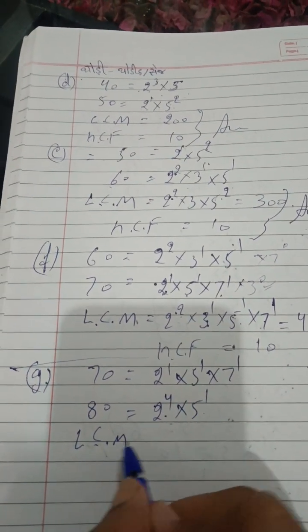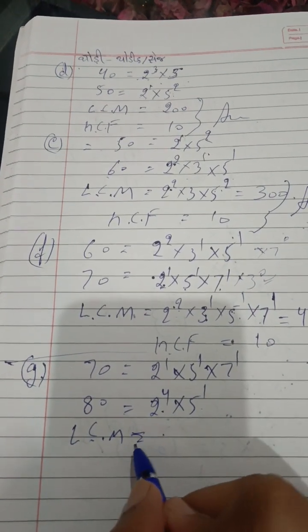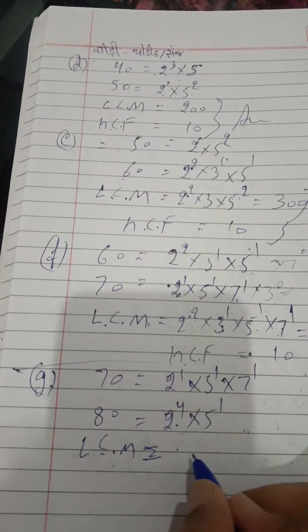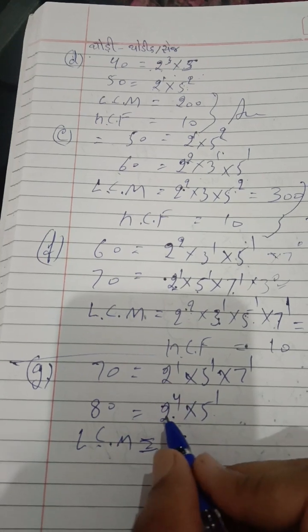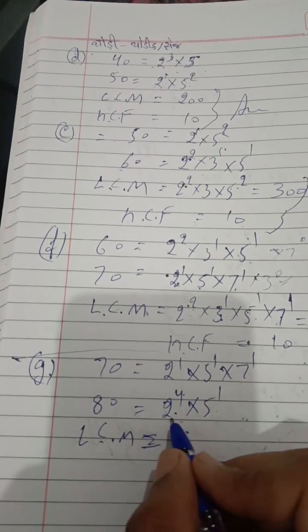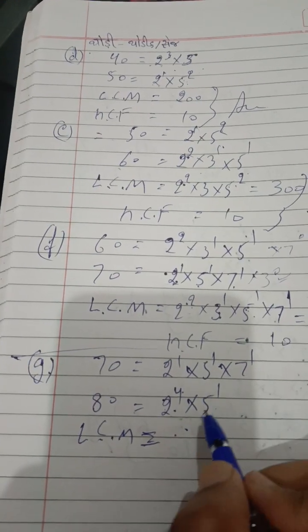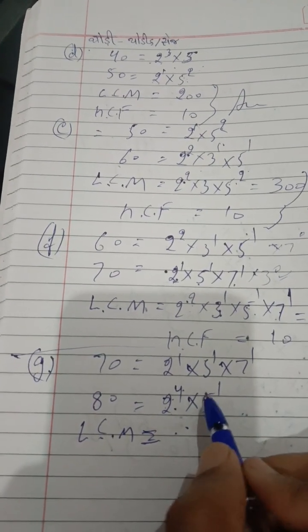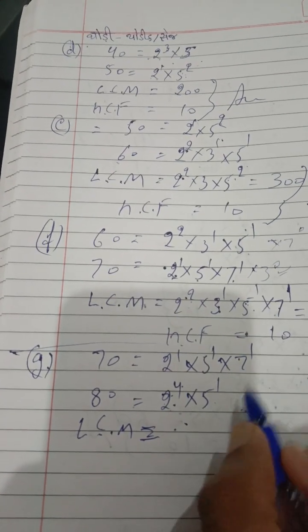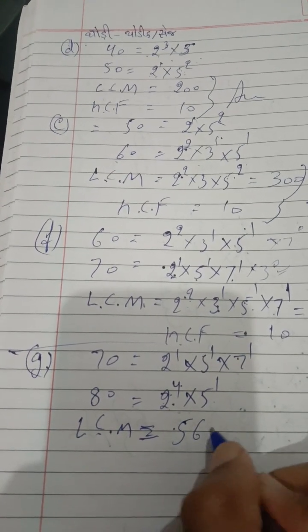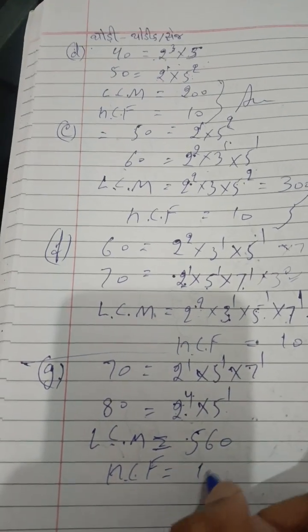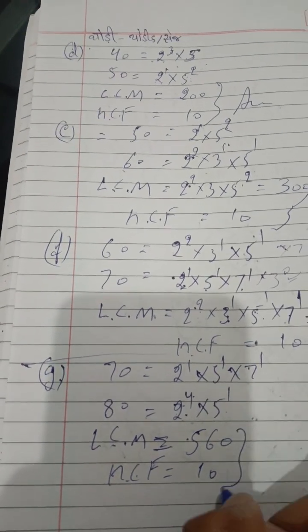LCM. So for LCM, highest power of 2 is 2 to the power 4, meaning 16. 16 into 5 is 80. 80 into 7 is 560. 560. And HCF is 10. Okay. Answer.